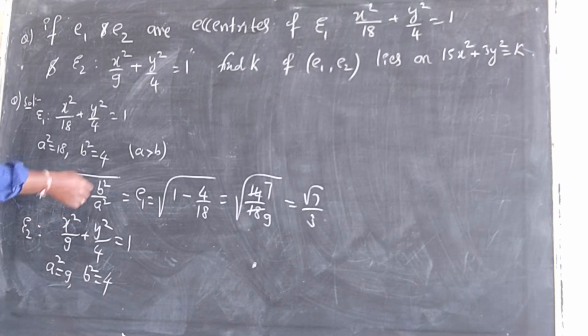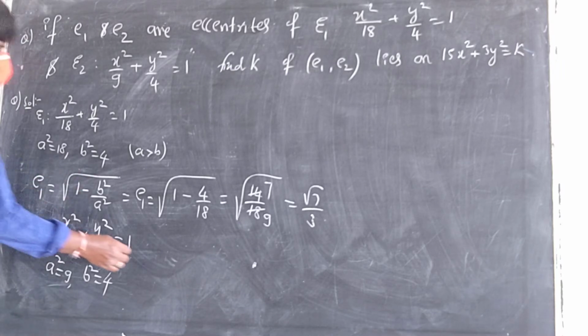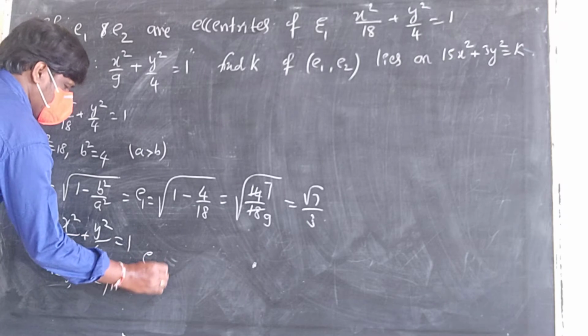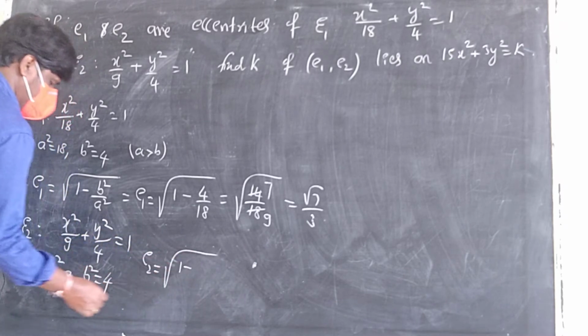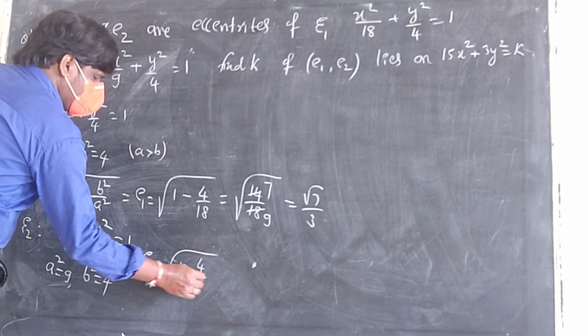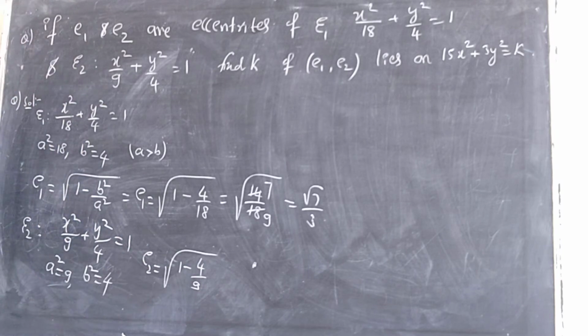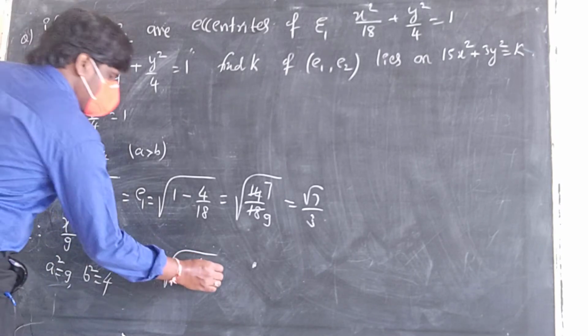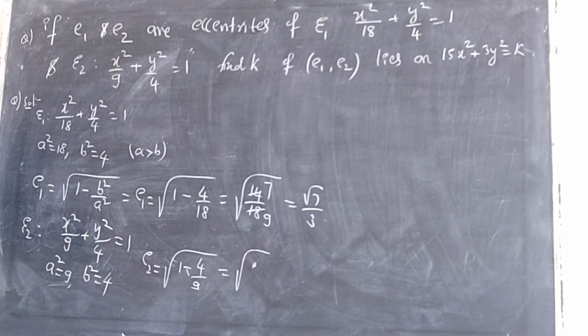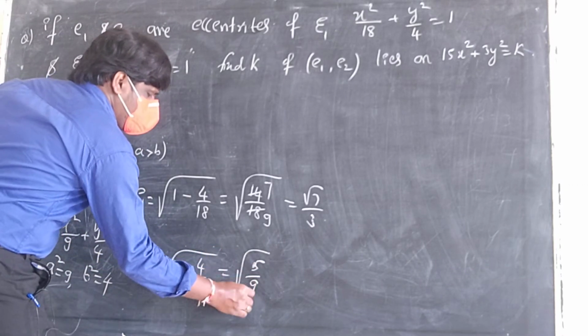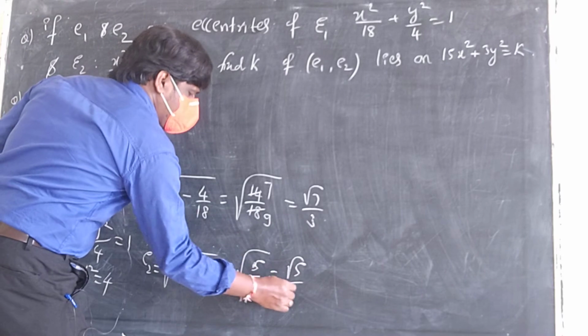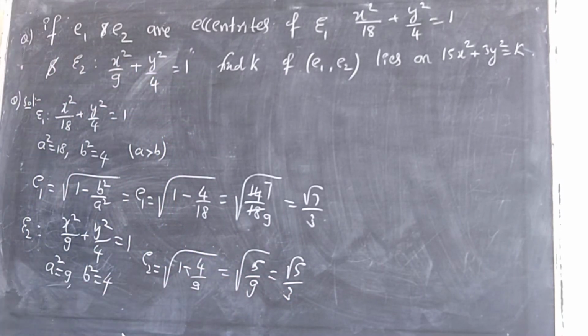So again the formula is the same. So what is the formula? Eccentricity 2 is equal to under root of 1 minus 4 by 9. So that means under root of 9 minus 4, 5 by 9. Root 5 by 9 value will be how much? Root 5 by 3. So I got eccentricity 1 as well as eccentricity 2.